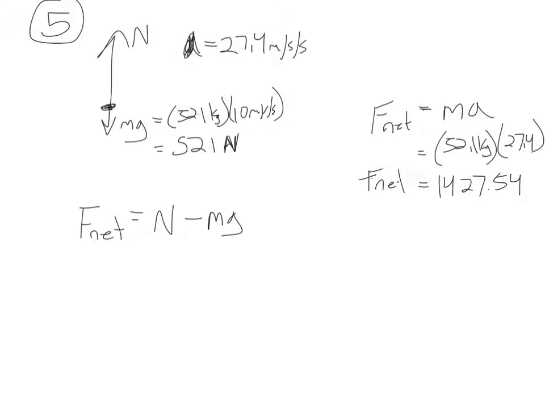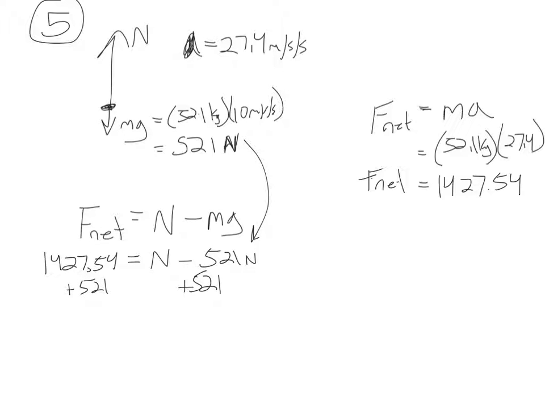So my net force is 1427.54, equal to whatever the normal force is, which is what I'm trying to figure out, minus our weight, which I calculated up here, so that's 521 newtons. That's being subtracted, so I'm going to add that to both sides. 1427.54 plus 521 gives me a normal force equal to 1,948 newtons and a half, 0.54, around that. Alright, and that is our normal force. That's what we want.